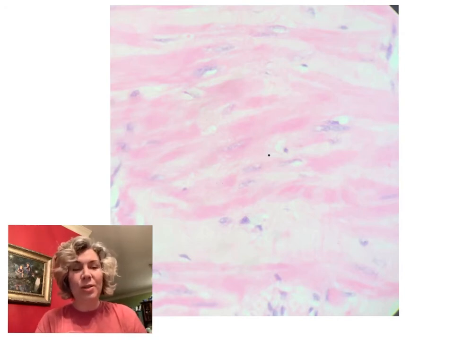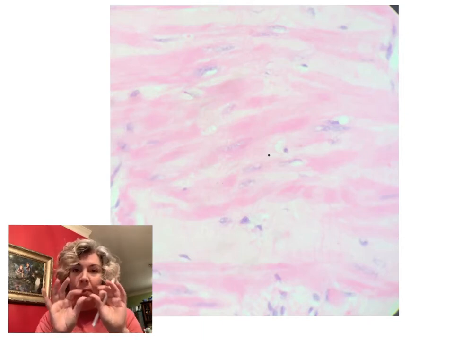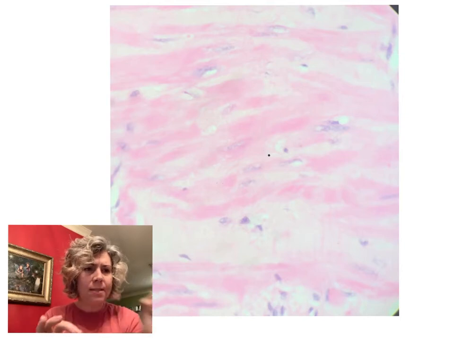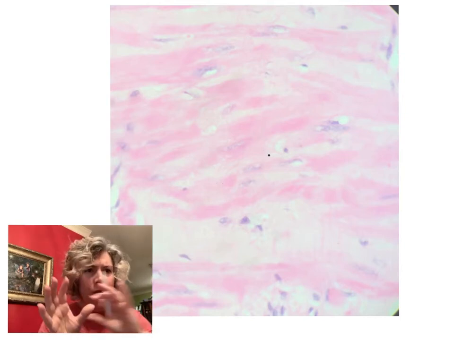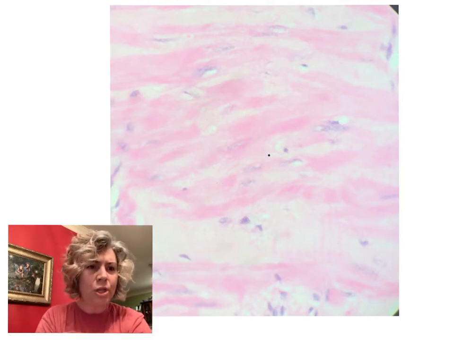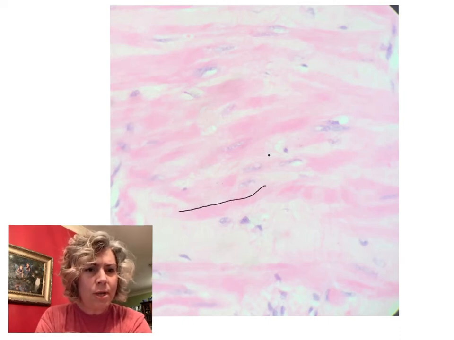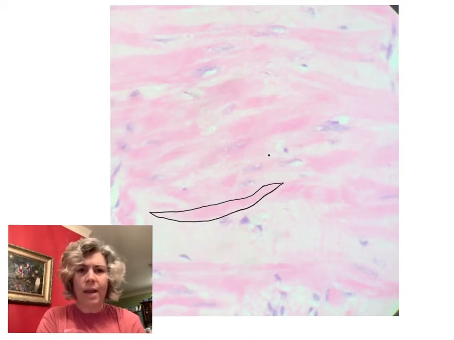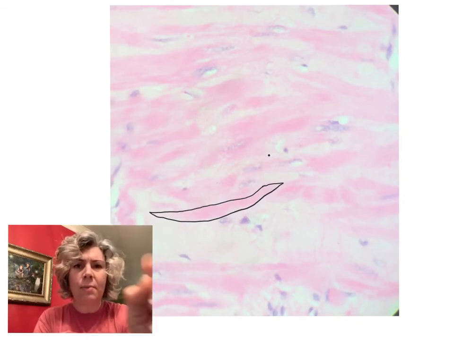It's muscle tissue. Now the cells, or the fibers of muscle tissue, of smooth muscle specifically, have this spindle shape to them. They tend to taper off at the ends. So I'm going to outline a few of these cells in this photo so that you can see what I mean by that spindle shape. So right here actually is a smooth muscle fiber. You can see it kind of comes to a point here and then narrows and comes to a point there. That is a smooth muscle fiber.